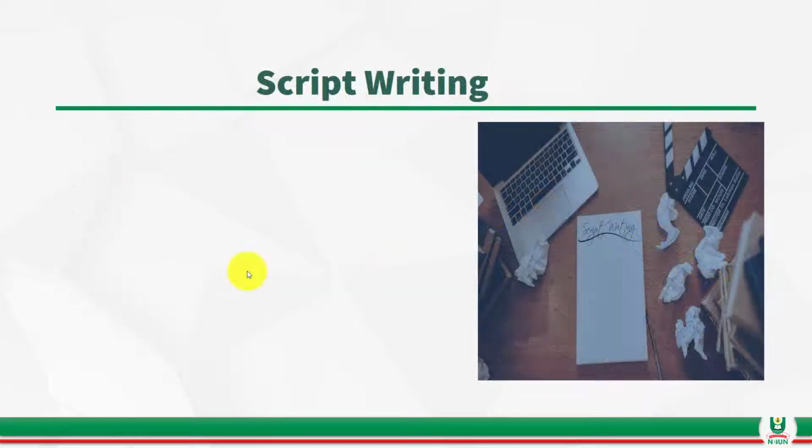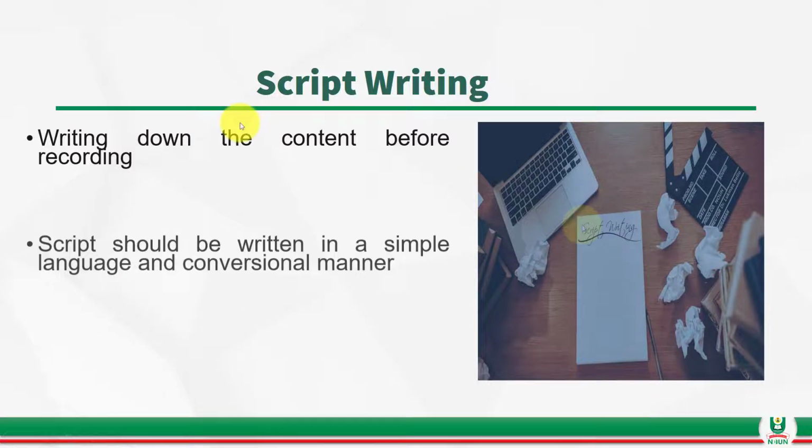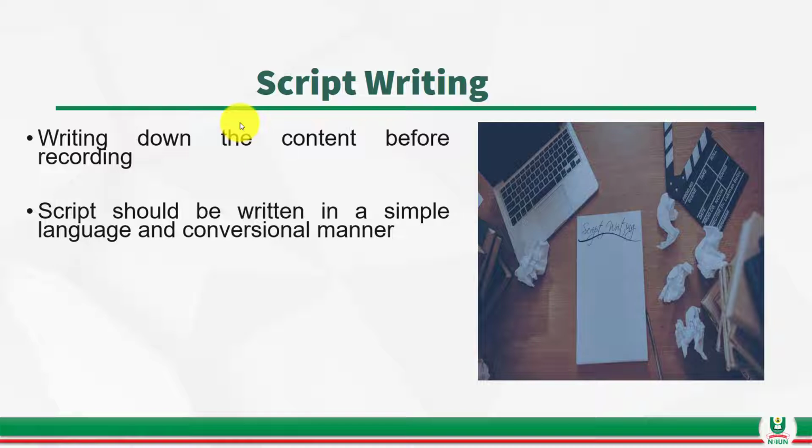Now let's start with script writing, which is quite important. Writing down the content before the recording, that is what script writing is all about. You write on a sheet of paper or you can type on system like this. Now you need to write and rewrite to get the final output that you are going to record at the production stage. Now, script writing should be written in a simple language and conversational manner.